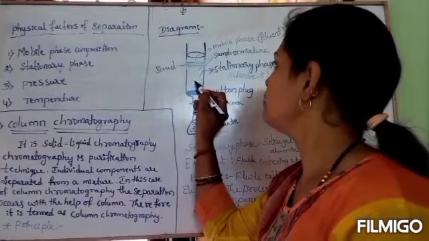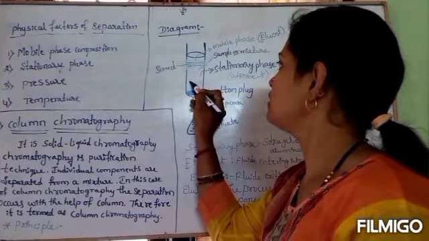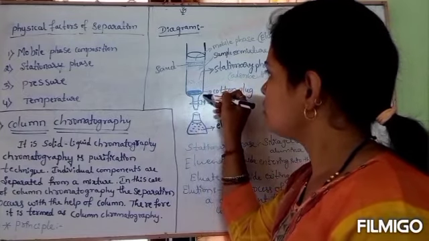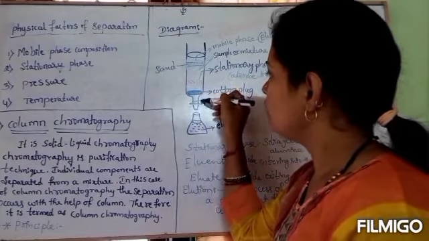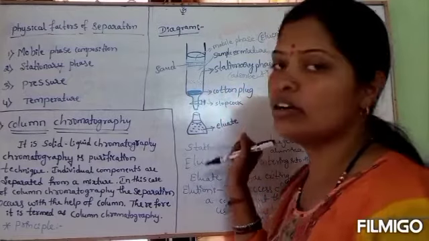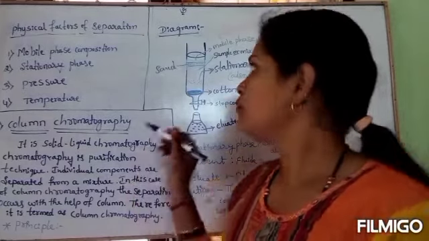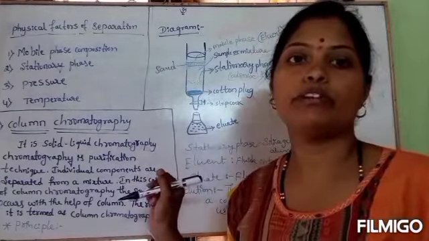We will see the bands in the glass column. When they reach the bottom, we collect the components in the conical flask. This is how components are separated in column chromatography.